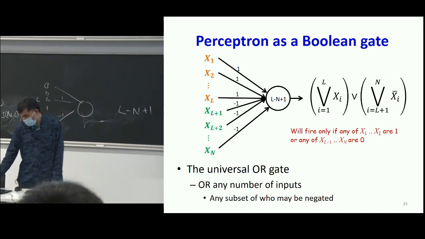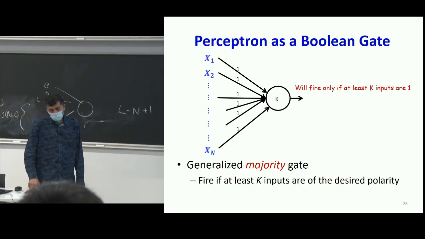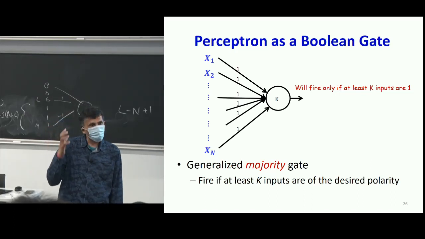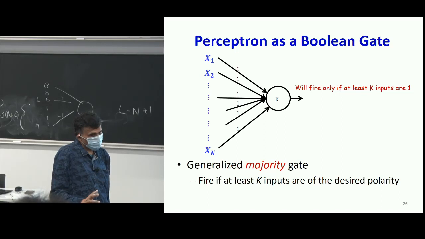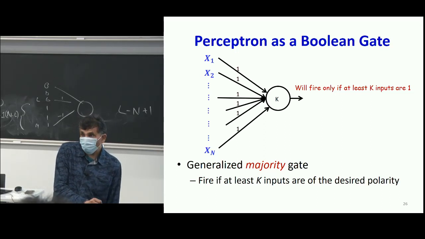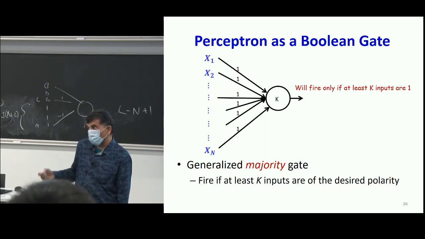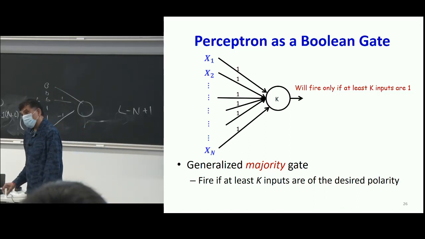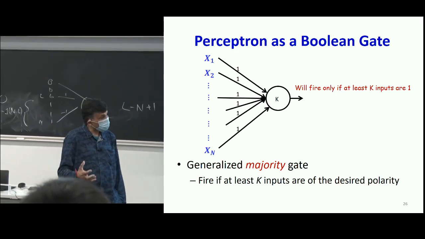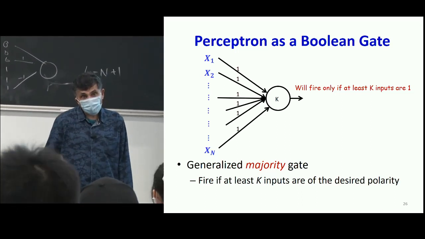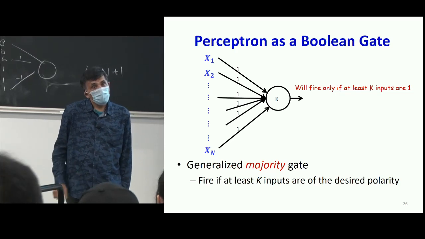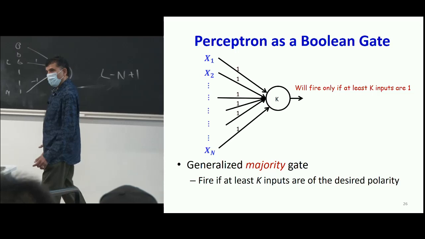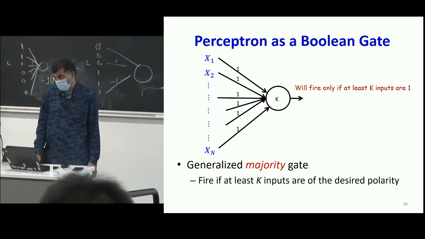Or you can do something called the majority gate. This one will fire, it's very obvious to see why, if at least k of the inputs are 1. So you can use a single perceptron to determine if the majority of inputs are 1. That's why it's called a generalized majority gate. If you want to do this with a Boolean circuit using only standard Boolean gates, the circuit becomes exponentially large. You can do this with one perceptron, which is why Frank Rosenblatt got confused. He thought this could do everything, and you got those crazy headlines that we saw in the last class.